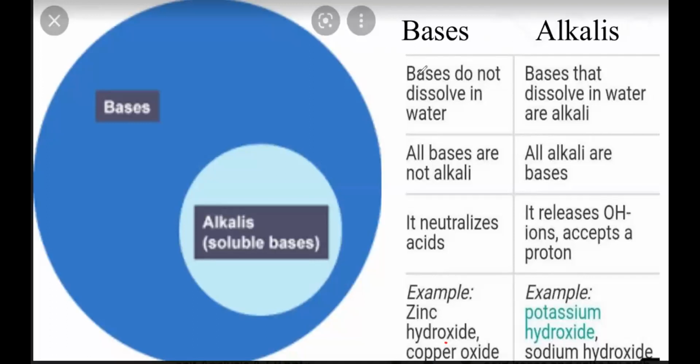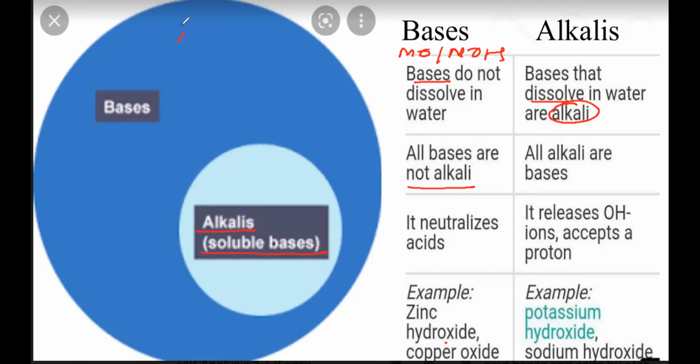So here is the basic difference between bases and alkalis. The first difference is that bases do not dissolve in water. All those metal oxides or metal hydroxides which are insoluble in water come under the category of bases, and the ones which dissolve in water are specifically known as alkalis. So all are bases, but the ones soluble in water we call alkalis. All bases are not alkalis. Bases are not alkalis, but alkalis can be bases.